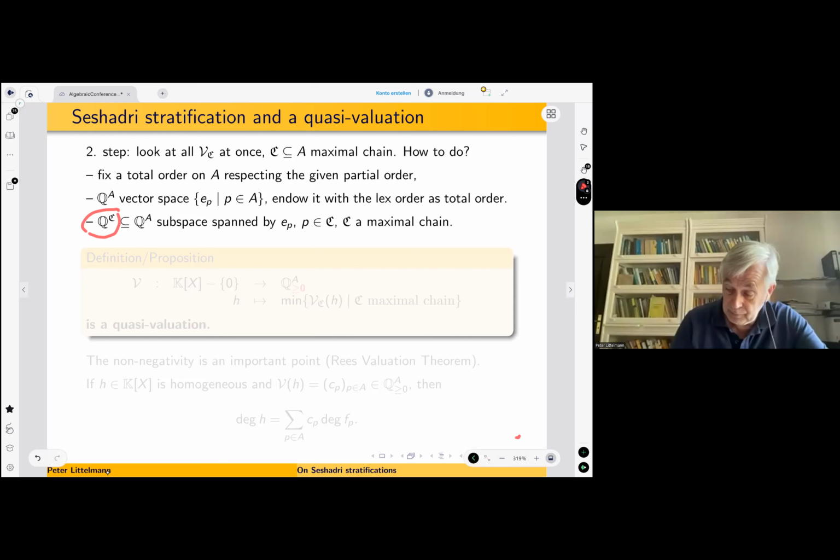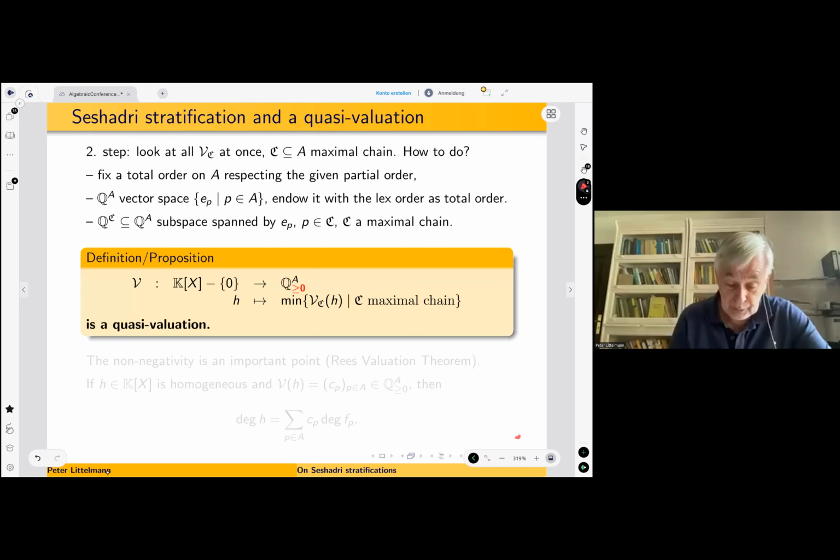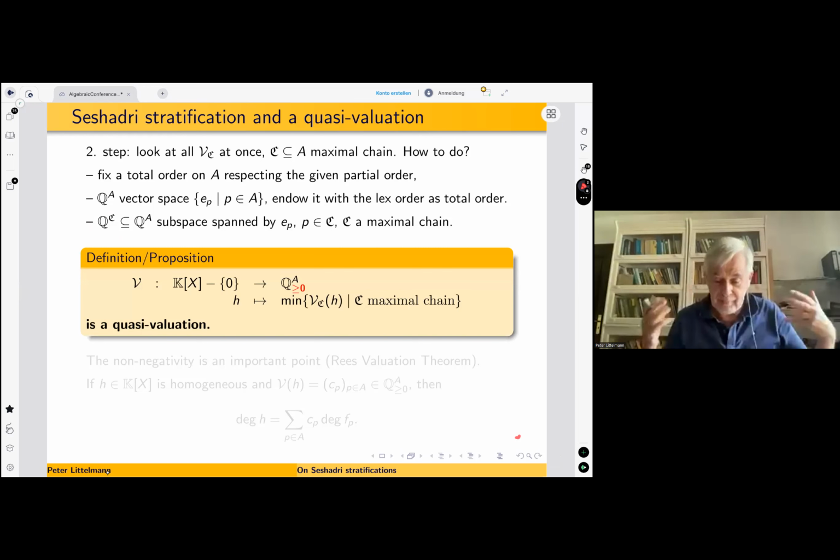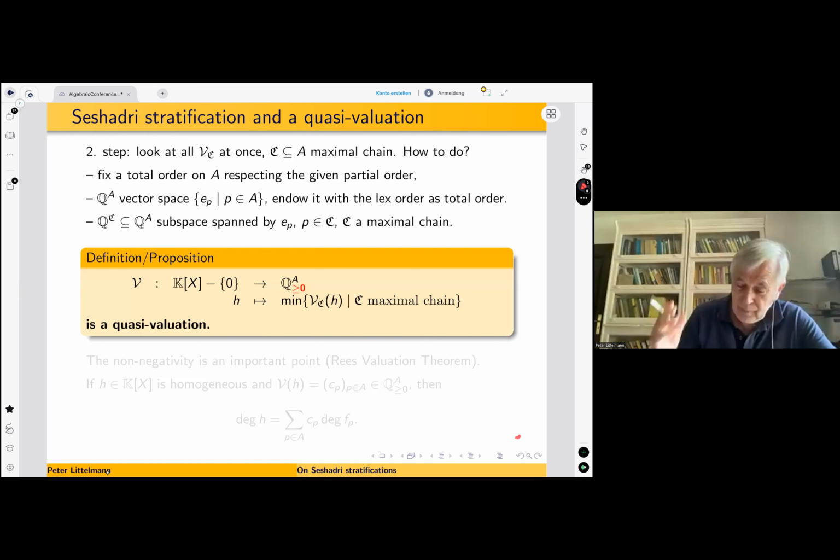And here now we have a definition and proposition. So to have, so to say, all valuations equally worth to be considered, I look at them all at once. So I start with my H, I attach to it this collection of elements in this big vector space, which is totally ordered, so it makes completely sense then to look at the minimum.